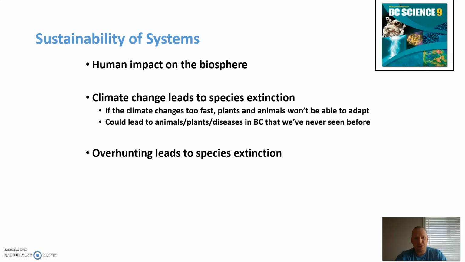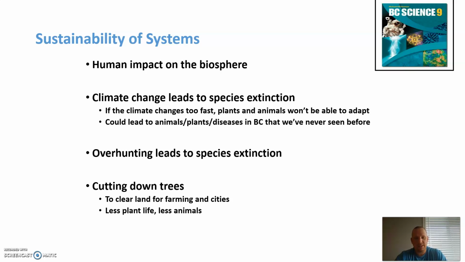Other ways humans are negatively impacting the biosphere: overhunting. So we're hunting some species to the brink of extinction, or some are going extinct. And we're also taking away their habitat by cutting down trees to clear land for farming or for cities or for wood products.